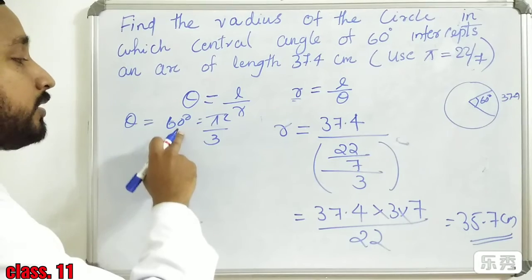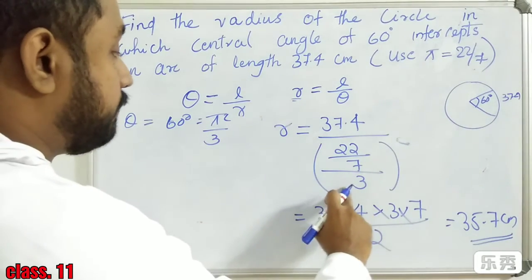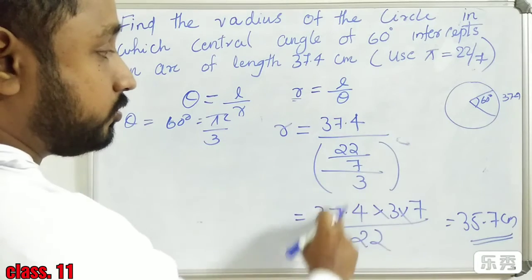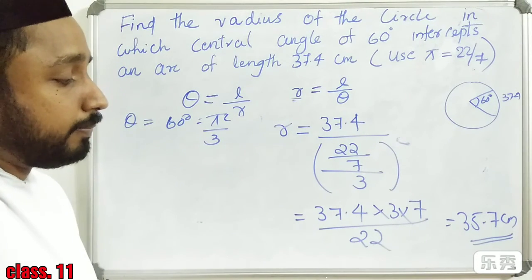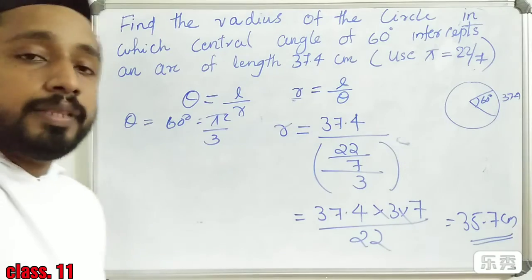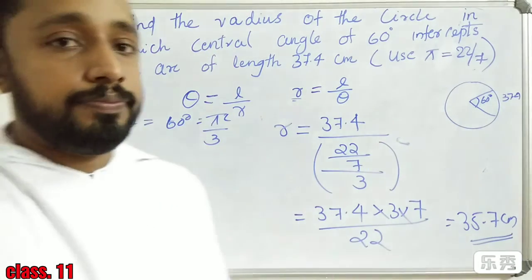Theta is 60 degrees. We change it into radian measure and get pi by 3. Therefore, 22 by 7 by 3. When we move to the numerator, we get 37.4 into 3 into 7 divided by 22, which is equal to 35.7 centimeters. That is the radius of this circle.